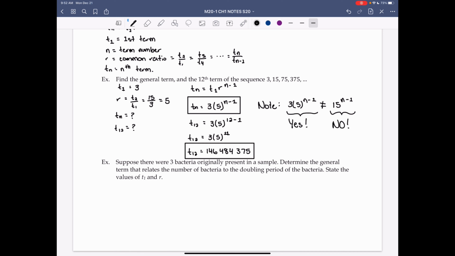Suppose there were 3 bacteria originally present in a sample. Determine the general term that relates the number of bacteria to the doubling period of the bacteria. State the values of T1 and R. So T1, the initial amount of bacteria, was 3, so that'd be our first term. It says determine the general term that relates the number of bacteria to the doubling period. Since we're doubling, that means our R is equal to 2.